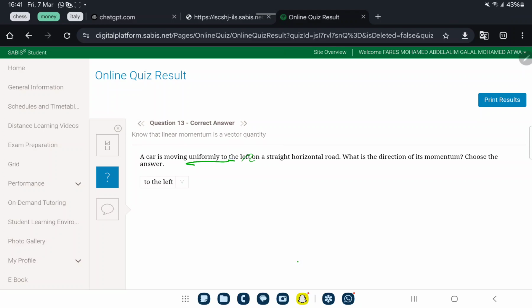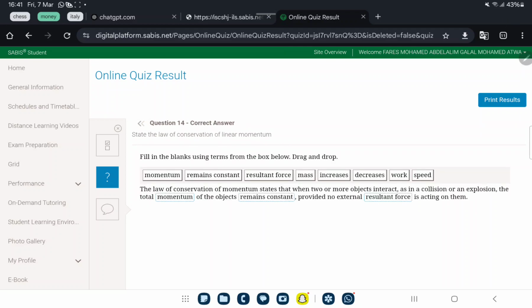A car is moving uniformly to the left on a straight horizontal road. What is the direction of its momentum? Direction. You don't need anything to do this. To the left, so the direction is to the left. If you can't solve this, I don't know what to tell you. Grade 2 could solve it.